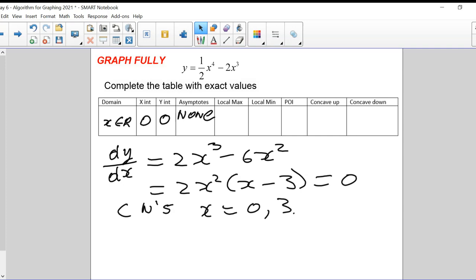But look at what Adam did. Adam has already put in the 0 and the 3 into the original function, right? So really what we're saying is, what is y when x is 0? And the answer for that, of course, is obvious. So one of the critical points, CPs, is 0, 0. If we're going to put 3 into that function, I'm going to take Adam's word for it. Adam says it's minus 13.5 for 3.